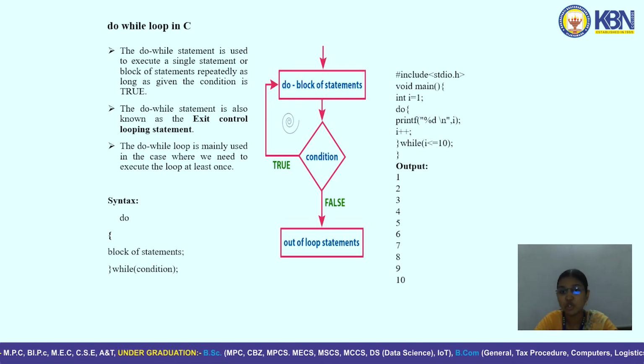3 less than or equal to 10, the condition is true. Then the I value is printed. Then again the I value is incremented to 4. 4 less than or equal to 10, the condition is true. Again 4 will be printed. The 4 value will be incremented to 5. 5 less than or equal to 10, the condition is true. 5 is printed. Again 5 is incremented to 6. 6 less than or equal to 10, the condition is true. The 6 will be printed. The I value is incremented to 7. 7 less than or equal to 10.